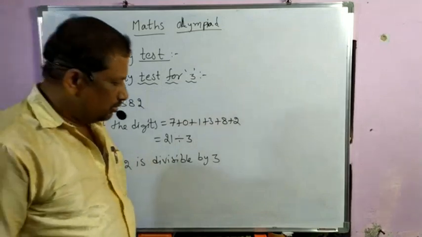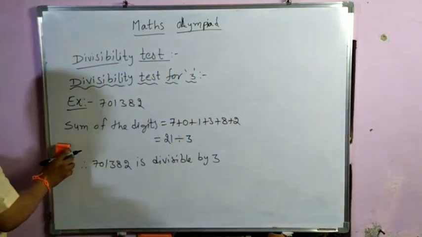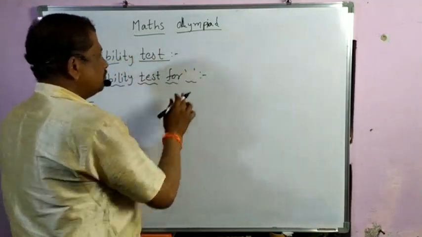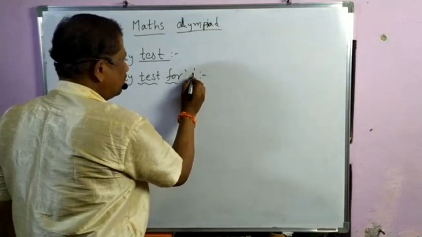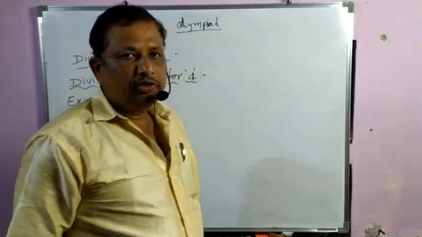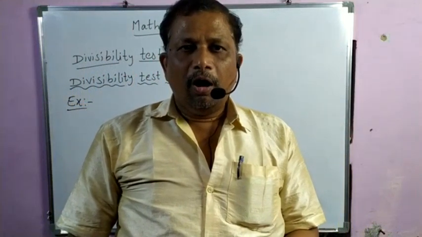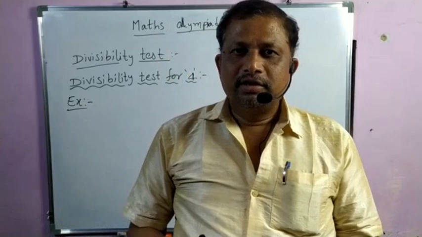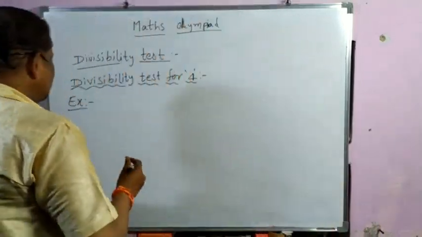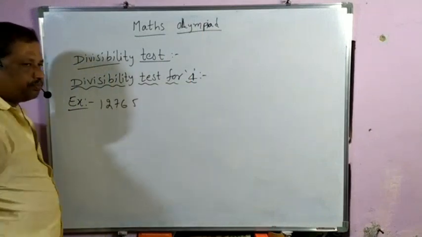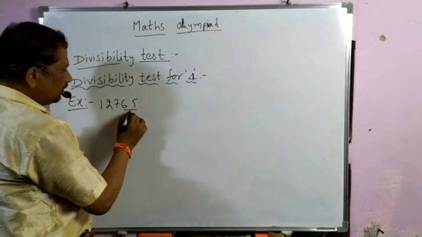So next, divisibility test for 4. We can write 4 as 2 square, the power is 2. So what is the divisibility rule for 4? In a given number, if the last two digits are divisible by 4, then the given number is divisible by 4. Let us see this by taking one example. So example I am going to take here is 12765.